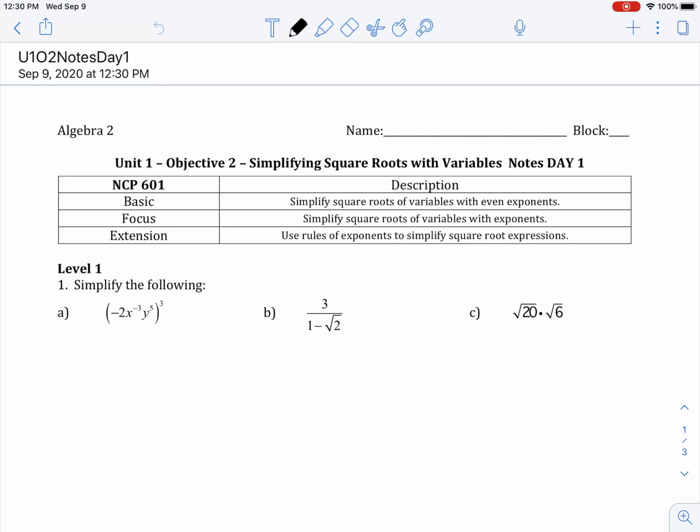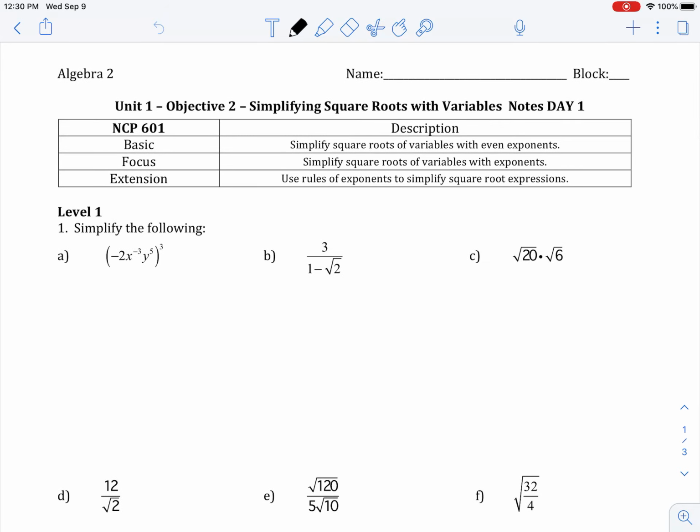Unit 1, Objective 2, Notes, Day 1. We're going to start with a little bit of review. Level 1 is review, and the review is topics we have already worked on in previous objectives. So we'll start with the first one, simplify the following.